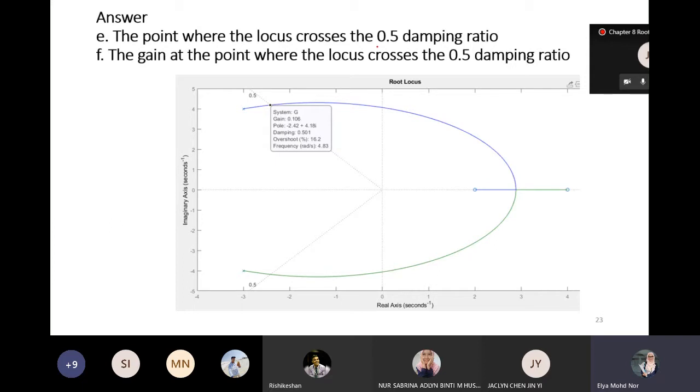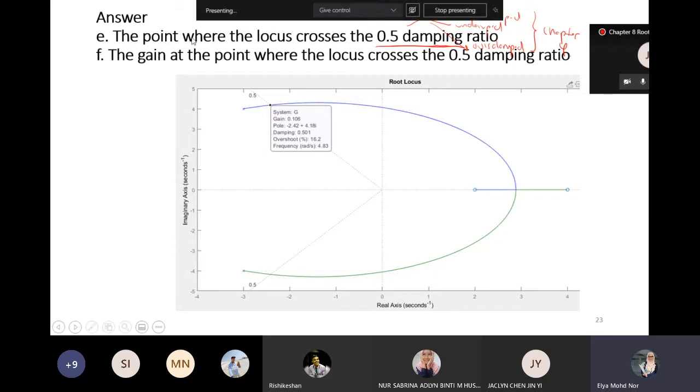What does 0.5 damping ratio mean? 0.5 damping ratio has some meaning in terms of the kind of response: either it is underdamped, undamped, or overdamped. So look back at chapter 4. In this case, we want the point where the root locus crosses the 0.5 damping ratio. So we want to see where the root locus crosses this damping ratio.